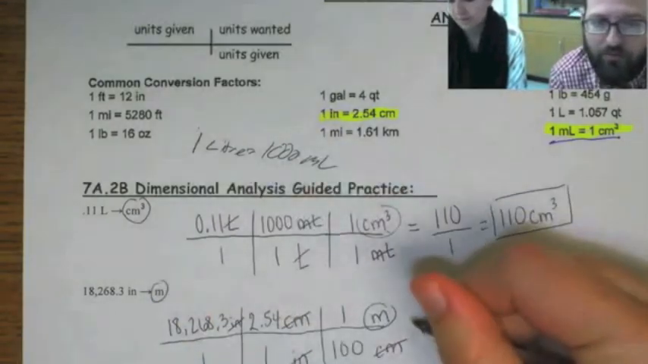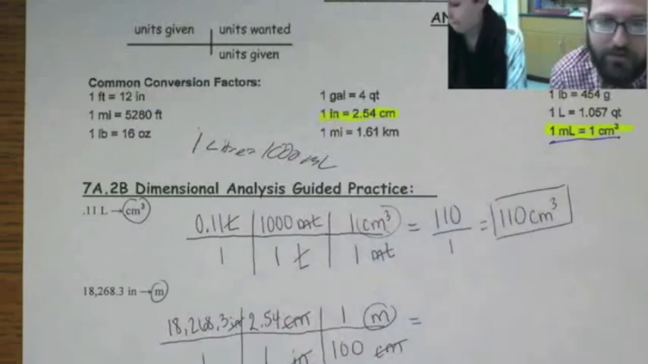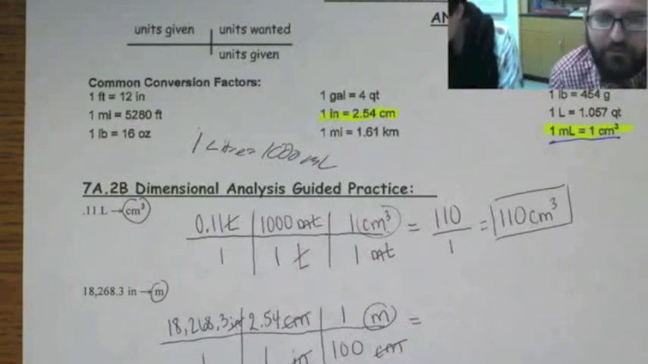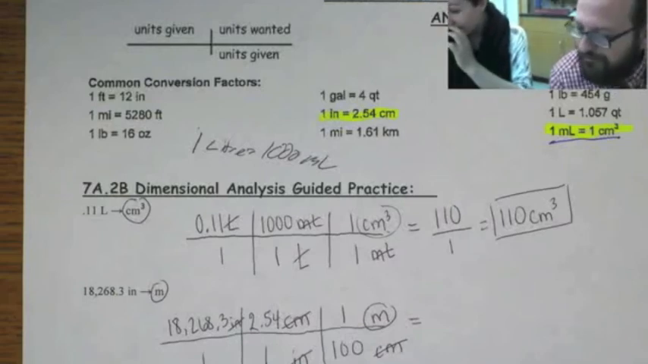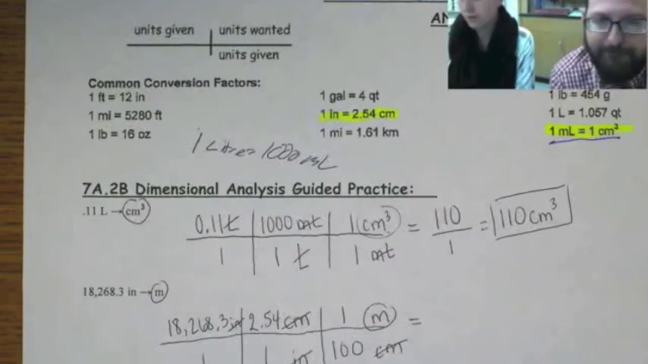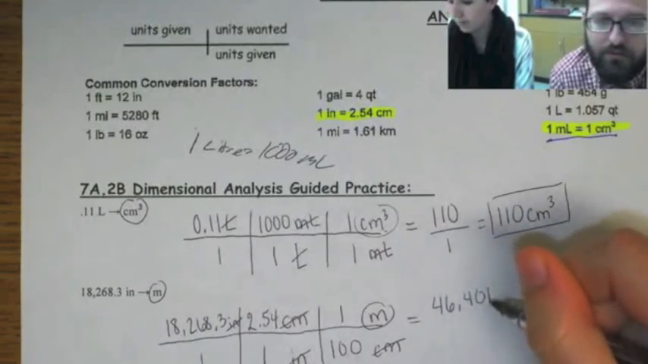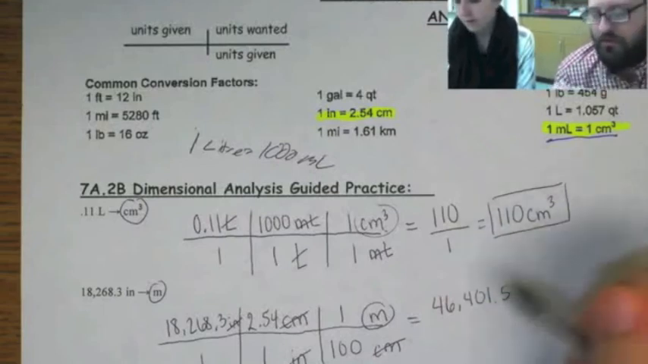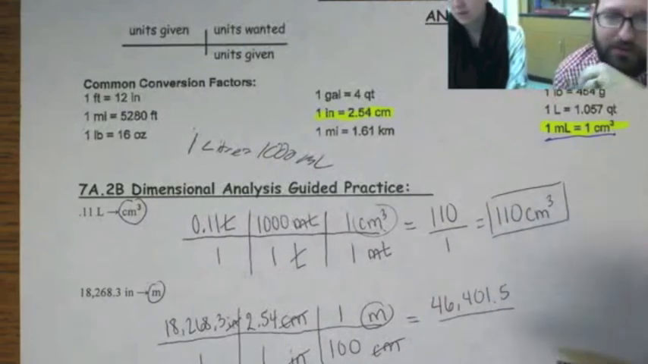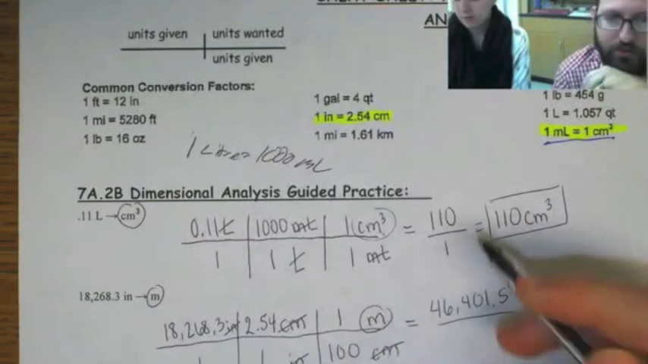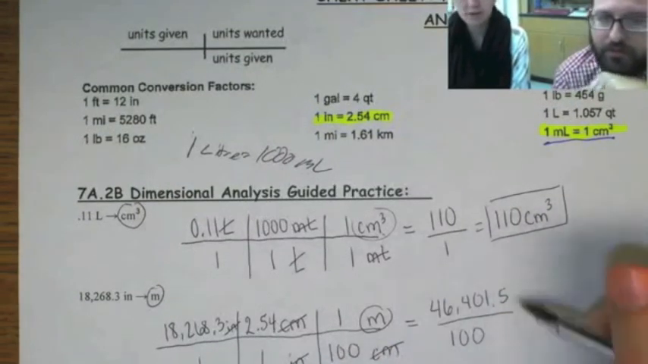So now, let's multiply across the top. We've got that 18,268.3. Such a huge number. Times 2.54 times 1 times 1. That's 46,401.5. So then we're going to multiply across the bottom. 1 times 1 times 100 is 100. And then we're just going to divide those two.